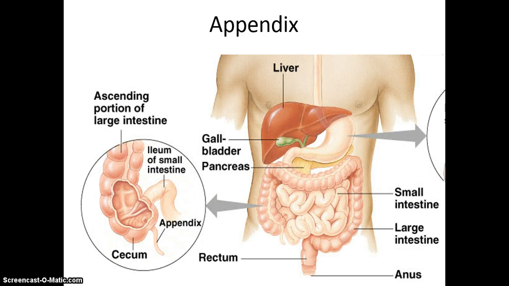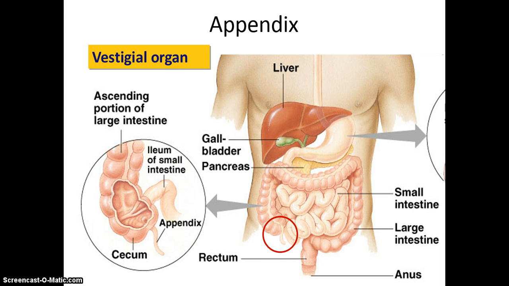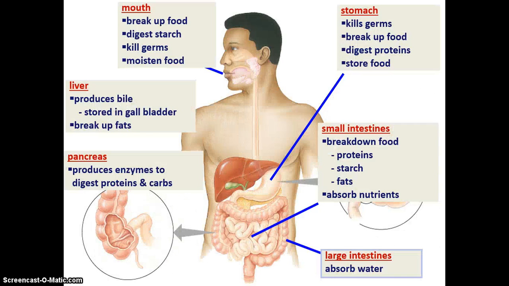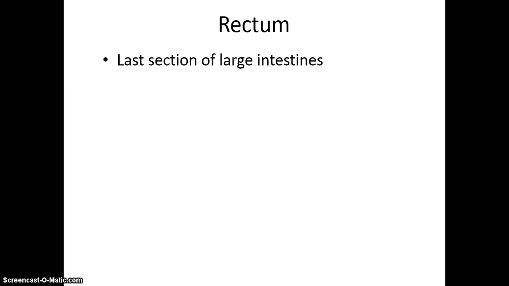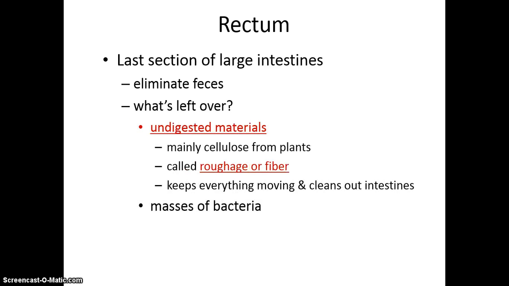And then, so you have your appendix. We're not really sure what that does. It's what we call a vestigial organ. And then the rectum. This is the last section of your large intestine, and it eliminates what's left over. So cellulose and fiber or roughage. And this is important because it keeps everything moving.